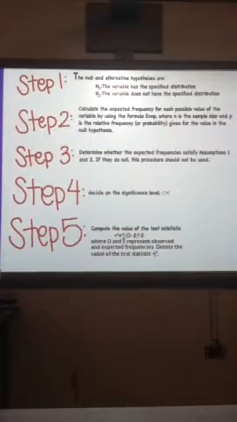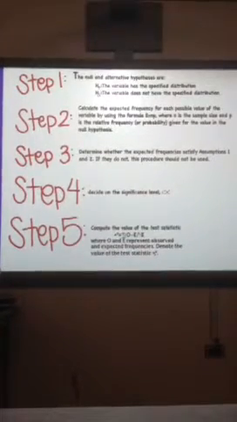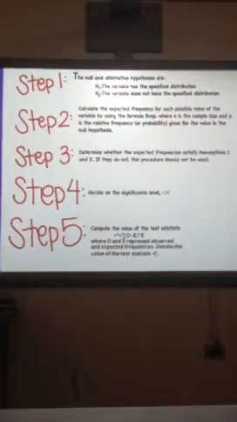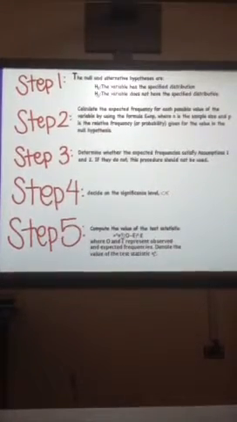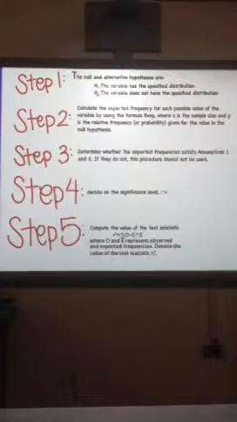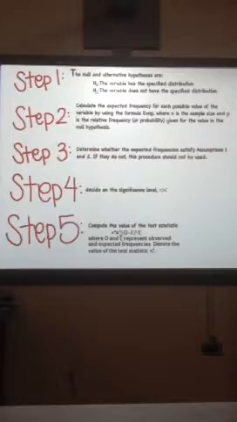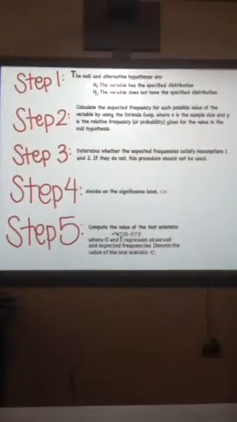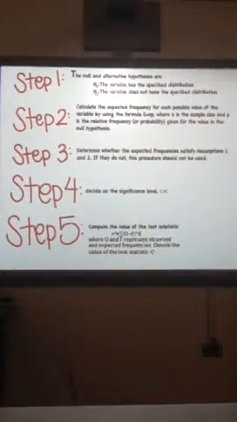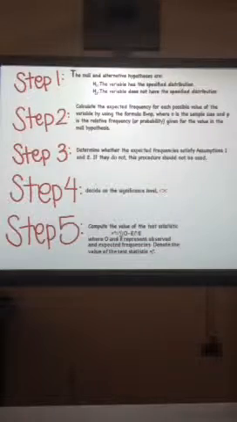Step 4. Decide on the significance level alpha. Step 5. Compute the value of the test statistic, chi-squared equals sigma (O minus E) squared divided by E, where O and E represent observed and expected frequencies. Denote the value of the test statistic chi-squared sub 0.